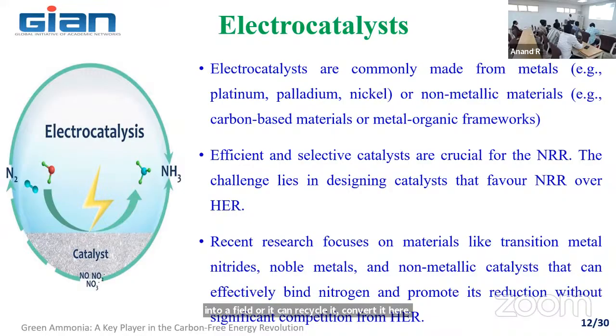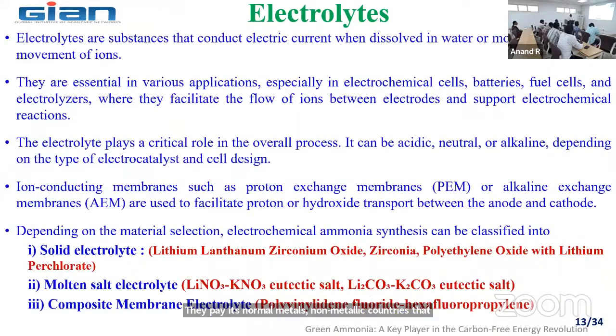Recent research focuses on materials like transition metal nitrides, noble metals, and non-metallic catalysts that can effectively bind nitrogen and promote its reduction without significant changes. So what we have tried is to use some activated carbon which comes out of waste toner from the printer. You can reuse it for some time. After that, the toner is going to be thrown into the environment, right? So you can find that some noble metals are present in the toner also.